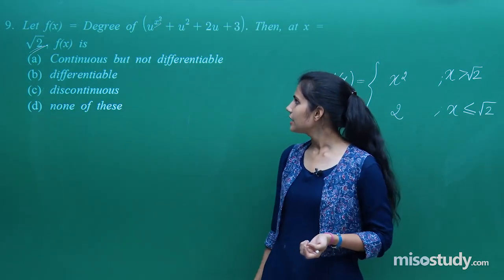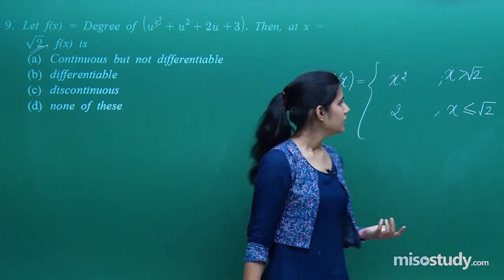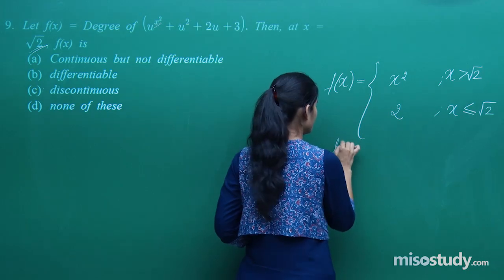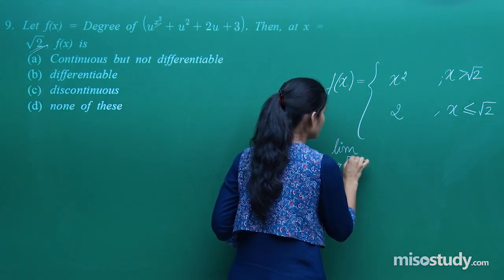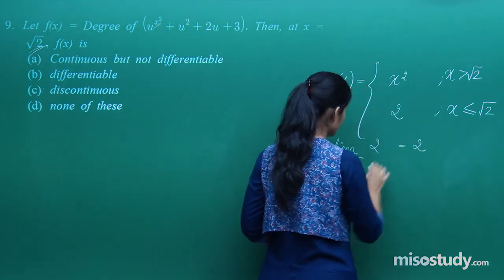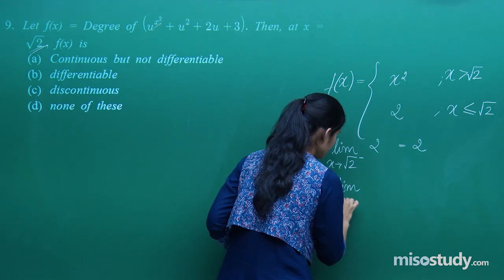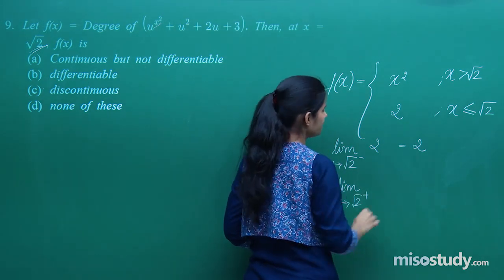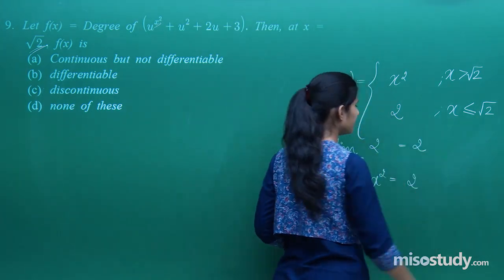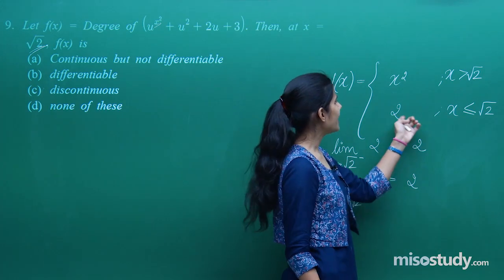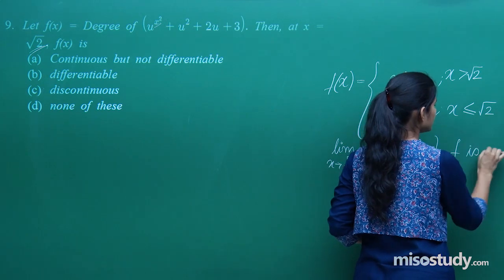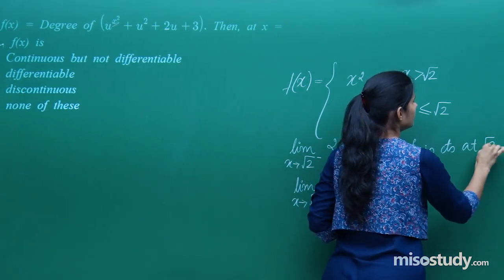Now it is saying, what is it? Continuous but not differentiable, what? The only problematic point is root 2. Let's check at root 2. Limit x tends to root 2 from the negative, it is 2. So your answer is 2. And limit x tends to root 2 from the positive, it is x square, which is root 2 whole square, which is 2 again. Right? And obviously the value of the function at x equals root 2 is also 2. So basically f is continuous at root 2.